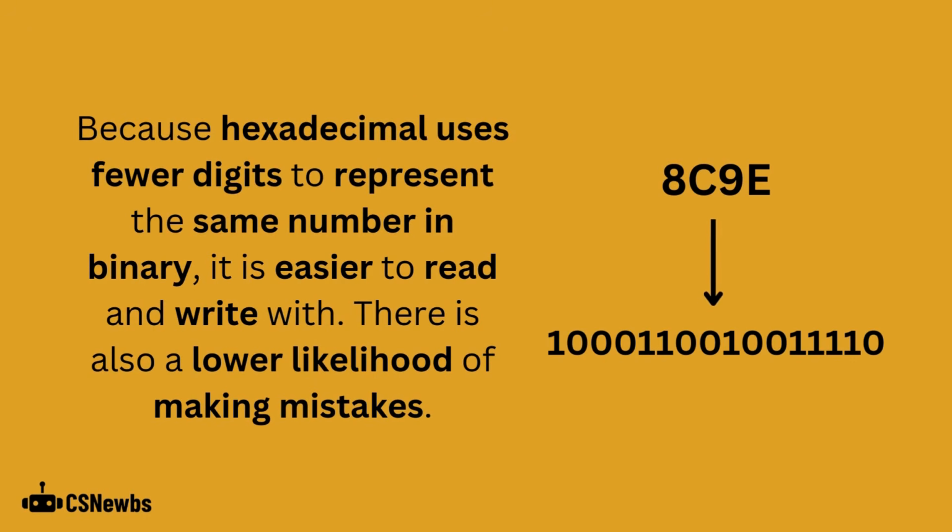Because hexadecimal uses fewer digits to represent the same number in binary, it is easier to read and write with. There's also a lower likelihood of making mistakes. For example, 8C9E uses just 4 digits, which would require 16 digits to write in binary.